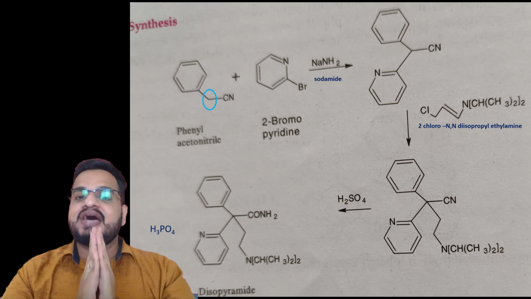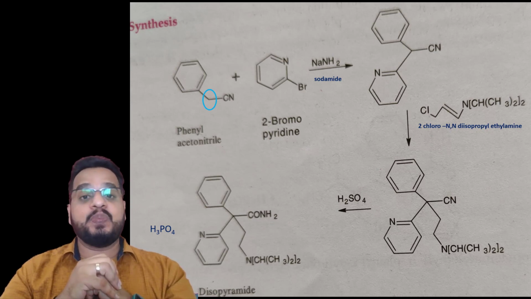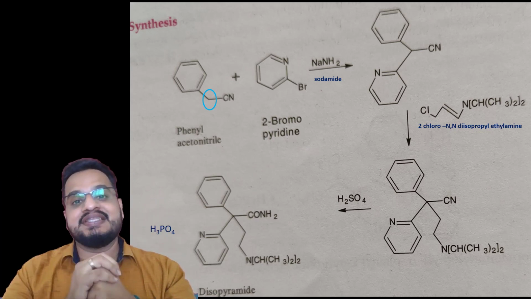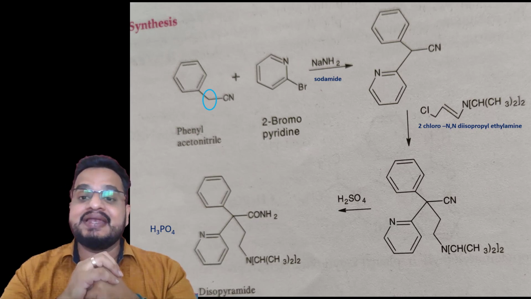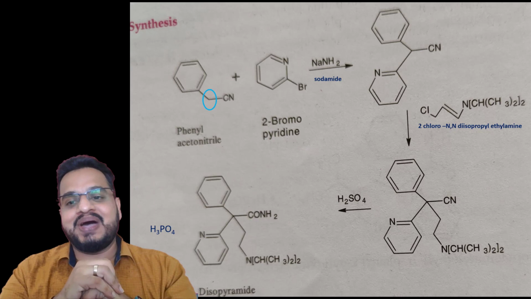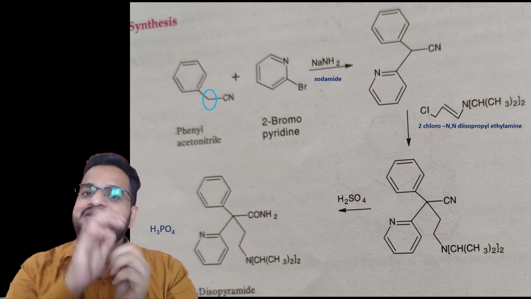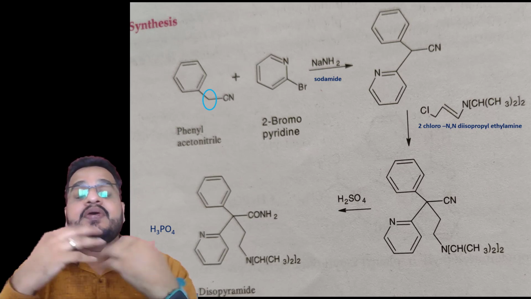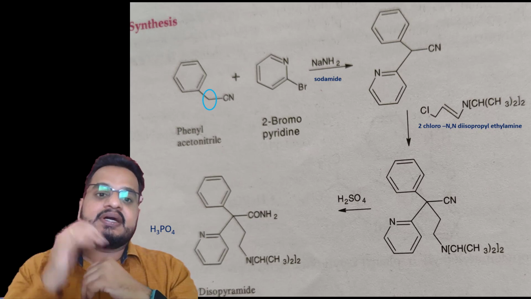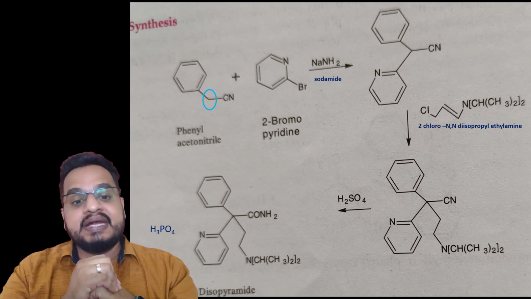So how we have synthesized this compound, I think you have come to understand now. The phenyl acetonitrile, when reacted with 2-bromopyridine in presence of sodamide, gives an addition compound by releasing hydrogen bromide, and then it reacts with 2-chloro-N,N-diisopropyl ethylamine to give the beautiful addition compound with the central carbon, isn't it? And then with sulfuric acid, the cyano group, that is the nitrile group, is converted into the amide group, that is CONH2.